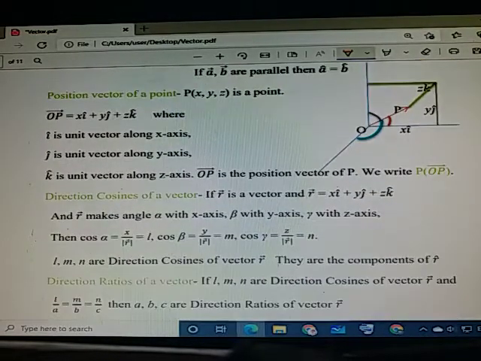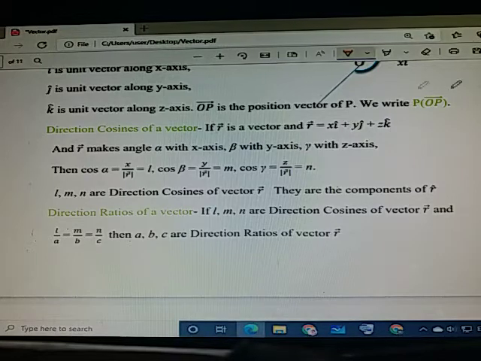Then direction cosines. The angle made by the vector gives the projection on the x axis, which is OP cos alpha, or r cos alpha. Suppose r is a vector, then r cos alpha is the projection, and this is x. So cos alpha, cos beta, cos gamma, as you have seen in three-dimensional geometry, are the direction cosines, and cos alpha is given by x by r.